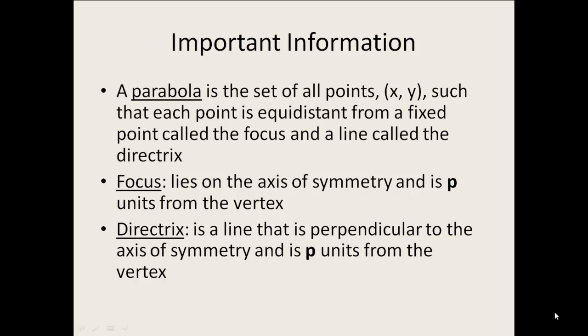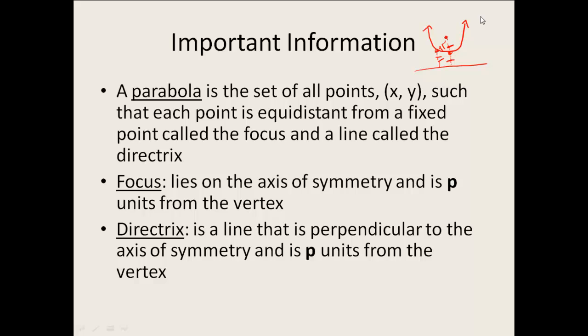Okay, first of all, a parabola is a set of all points such that each point is equidistant from a fixed point called the focus and a line called the directrix. So what that means for us is that our focus and our directrix are going to be the same distance away from any point on our parabola. So this distance would be the same as that distance. This one and that one would be the same. So it's equidistant from a point called the focus and a line called the directrix.